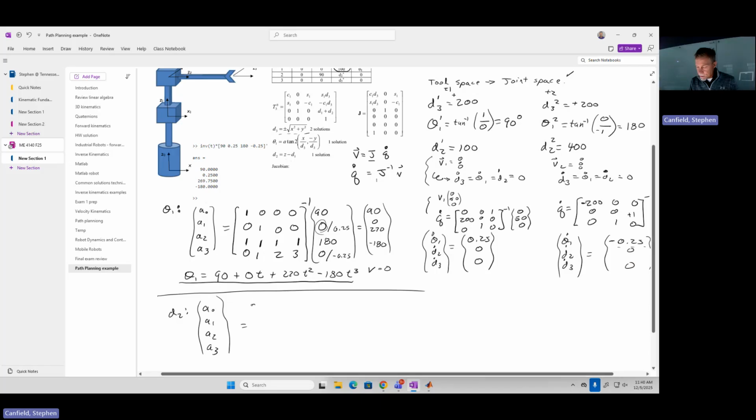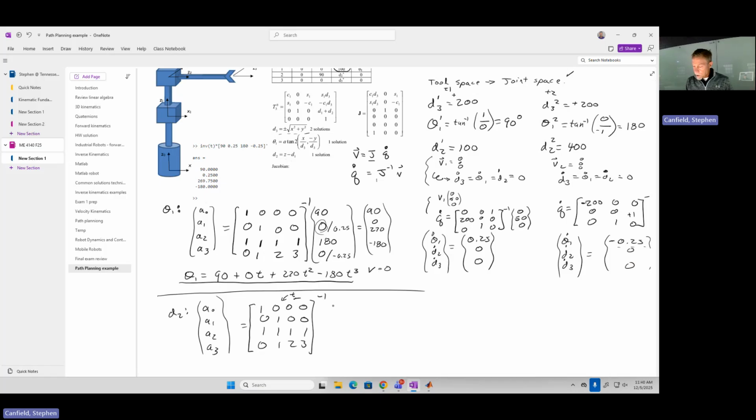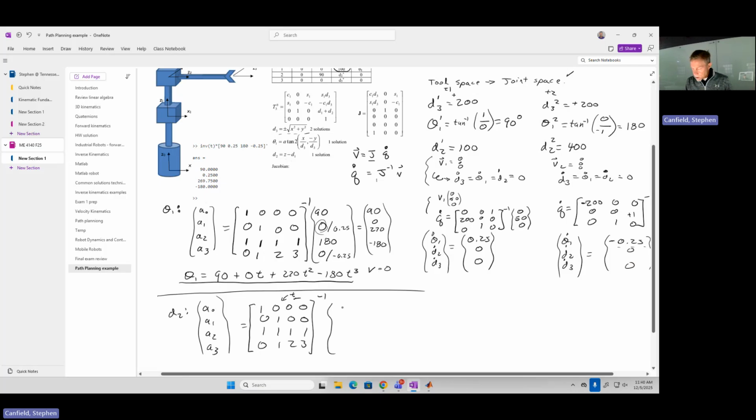Here, I'm going to write it out. Same exact T matrix: 1, 0, 0, 0, 0, 1, 0, 0, 1, 1, 1, 1, 0, 1, 2, 3. Got to invert that. I'm going to call that my T matrix. This time I have to multiply it by my Q0, Q1, where Q is my D2. At the initial state, D2 was 100. At the final state, it was 400. At the initial state, the D2 velocity value was 0, so it's 0 in both cases. So I need that.